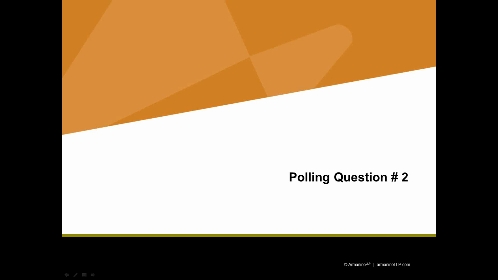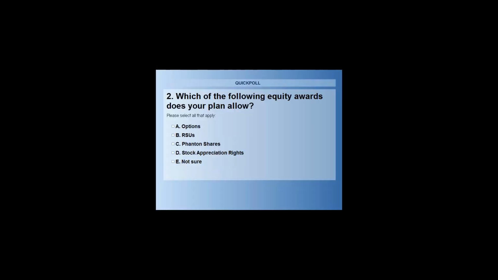All right, with that, let's jump into polling question number 2. So the question is, which of the following equity awards does your plan allow? Is it A, options, B, RSUs, C, phantom shares, D, stock appreciation rights, or E, not sure? Just as a reminder, you must poll at least 75% of the questions to qualify for CE credit. I'll give you just a few more moments.